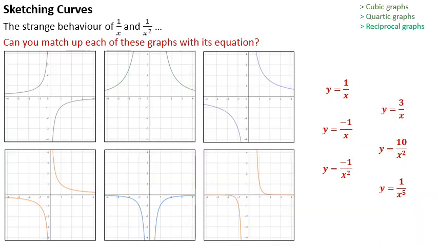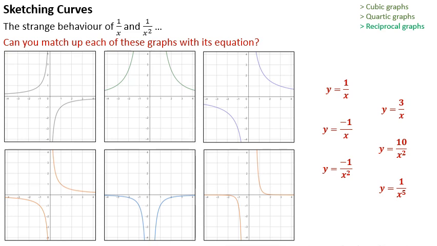The last thing we're going to look at is reciprocal graphs. These behave rather differently to any of the polynomial curves. Quadratics, cubics, quartics, quintics, etc. All of those are well defined for any value of x. These curves are not. There will be certain values that break these curves.